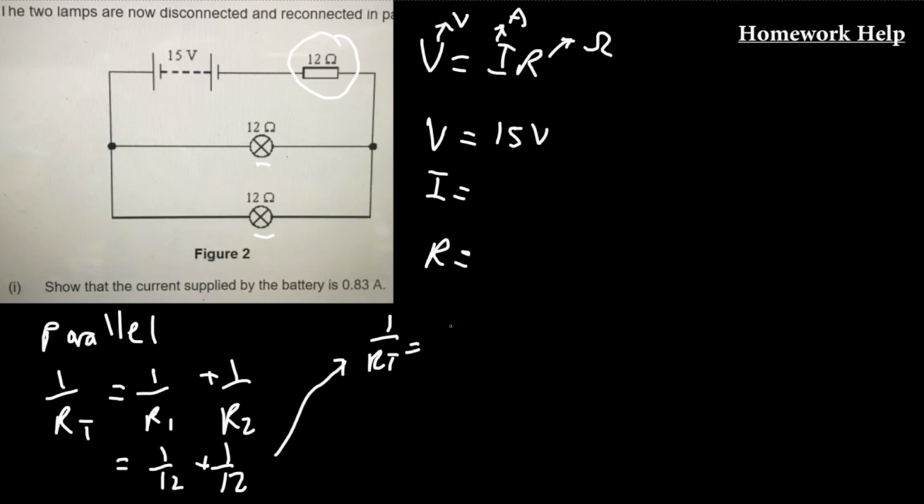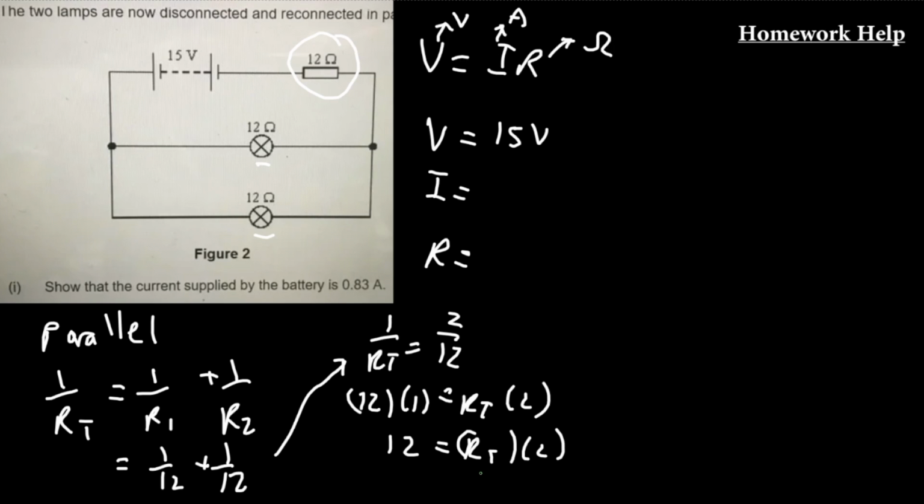From here, you would cross multiply. So 12 times 1 equals R total times 2. This gives you 12, because 12 times 1 is 12. And you have R total times 2, divided by 2, divided by 2. So this means that R total equals 6, because 12 divided by 2 is 6.